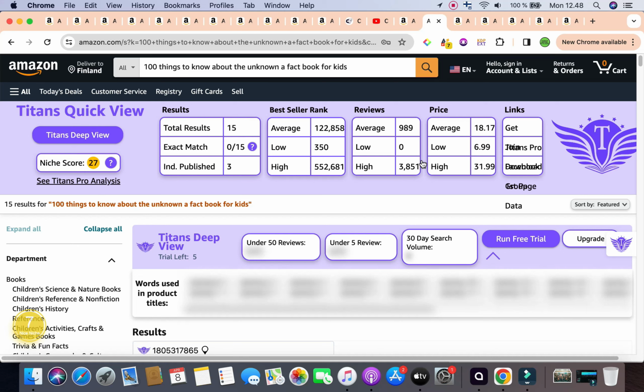So we can divide it into sections. We can do it by numbers. We can do it according to images. There is many ways we can lay it out. The total results is 15. Under 1,000 is perfect. Bestseller rank under 400,000, which is amazing.